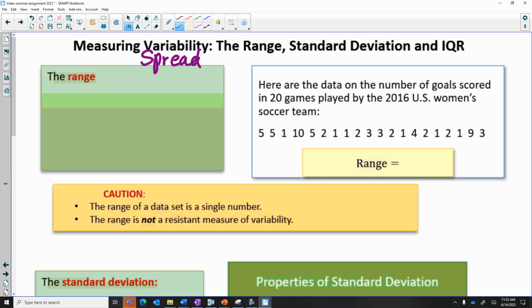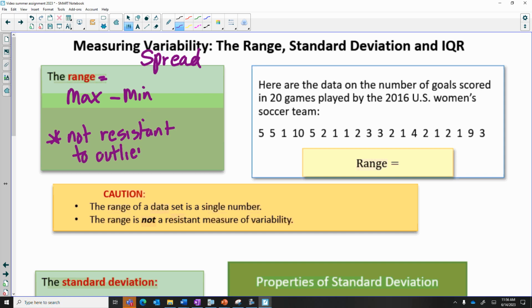Let's start with range. Range is defined as the maximum value minus the minimum value. If there is an outlier, the maximum or the minimum is incorporating that outlier, so the range is not resistant to outliers because we're including those outliers when we do maximum minus minimum. So here's my data, the same data from before. The maximum was 10, the minimum was 1. 10 minus 1 is 9.